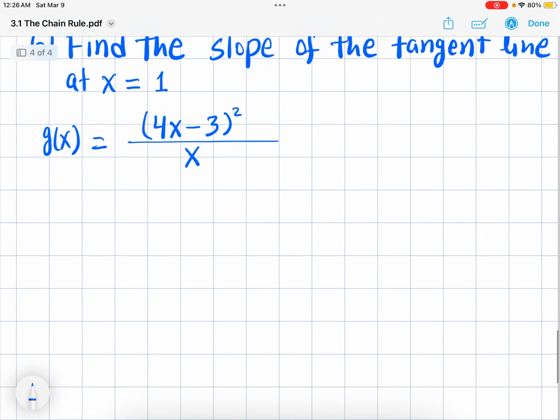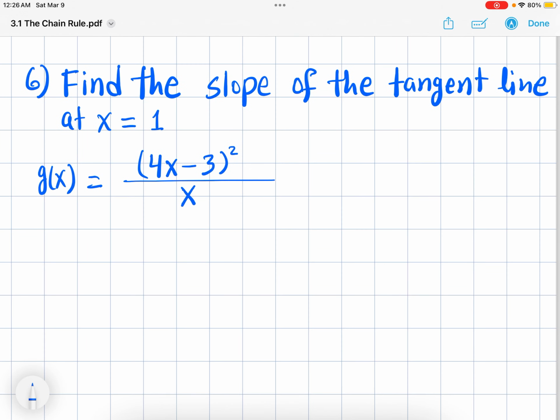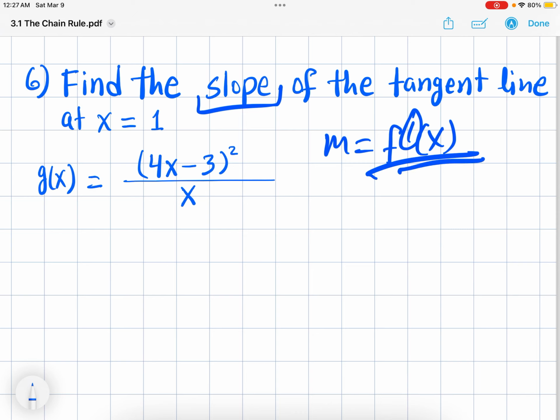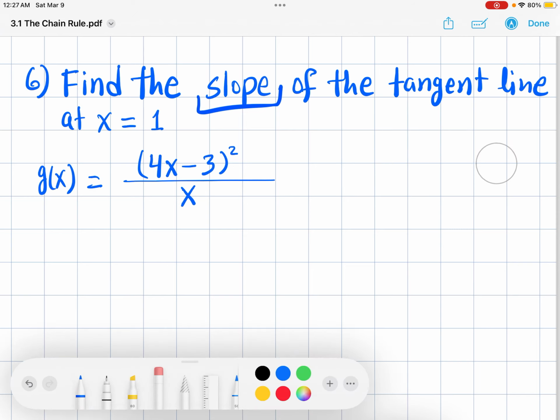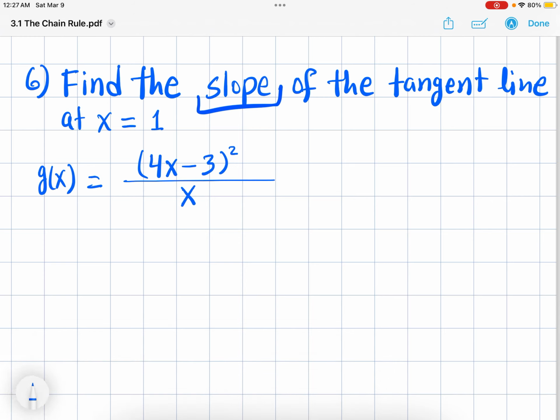Now let's look at the last question. Find the slope of the tangent line. Okay, we're looking for the slope. Slope basically means the derivative of that function. So in this case, we're given this. Let's find g prime of x. Okay, now we're dealing with quotient rule and chain rule. So let's do it.